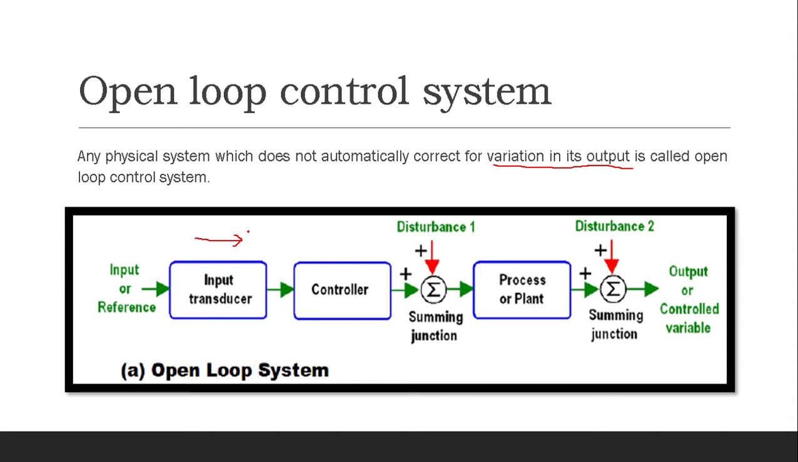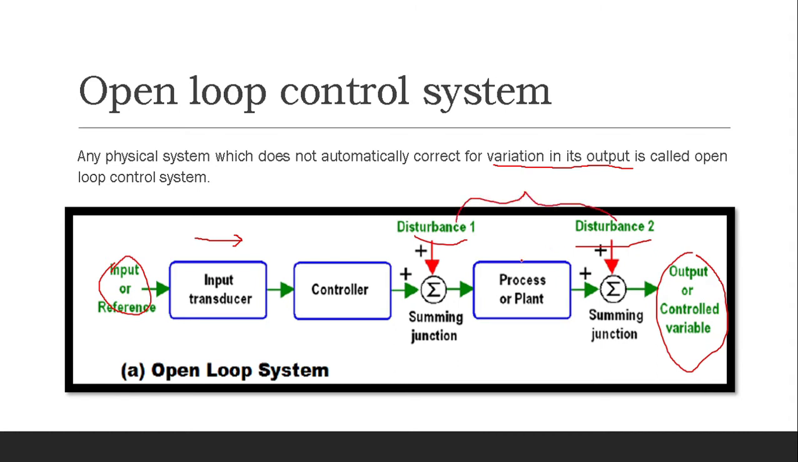Now in open loop control system, the controlled variable remains constant for a constant command signal. So your output will remain constant as your input is constant. If your input is changing, your output is going to change for sure. Here we are considering external disturbance 1 and disturbance 2, but as far as the disturbance part is concerned, let us assume both disturbances are the same.